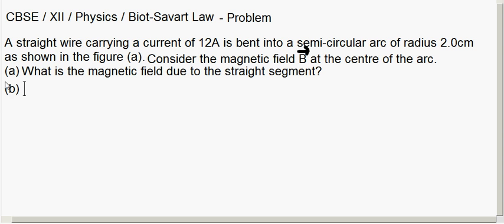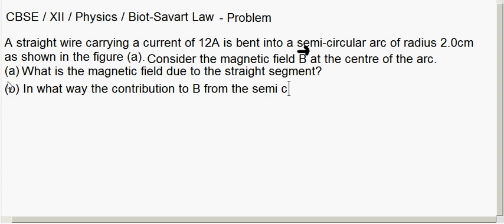Question number B. In what way does the contribution to B from the semicircle differ from that of a circular loop? And in what way does it resemble?